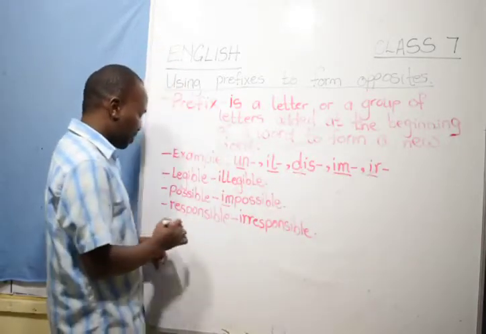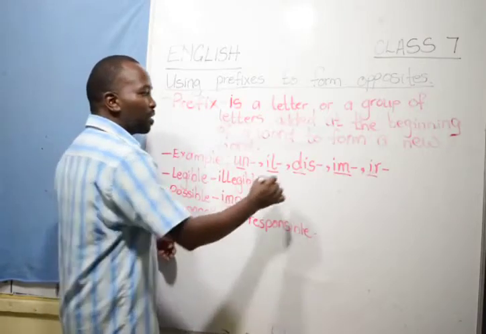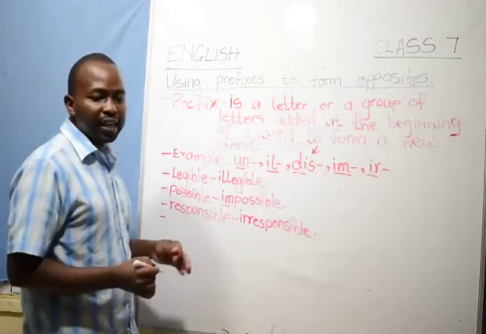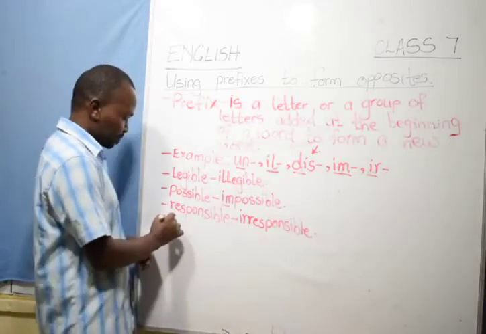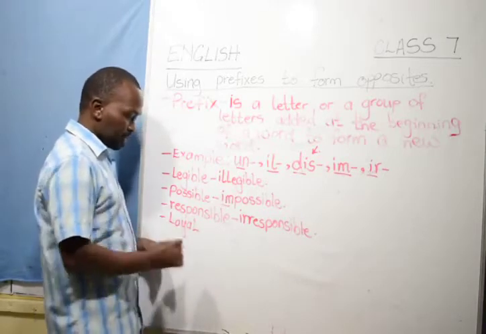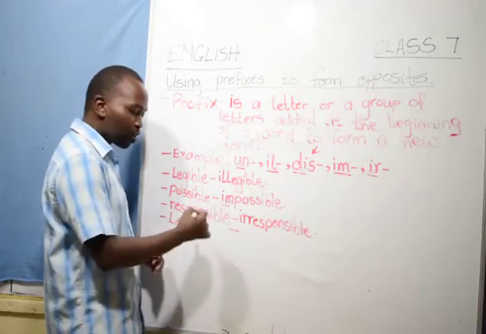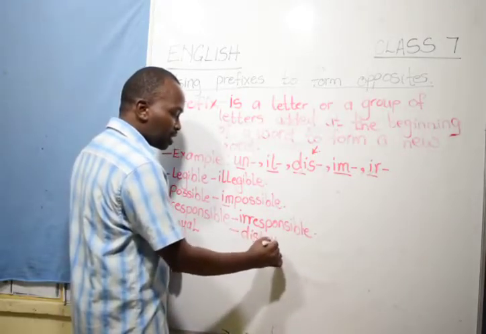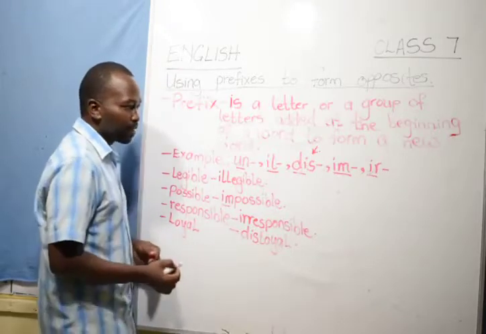So we can see whenever we have these prefixes put before a word, we form the opposite. So somebody can try and give us a word. We can form the opposite using this. Very good. We have the word loyal. The opposite of the word loyal, meaning when you're not loyal, will be disloyal.